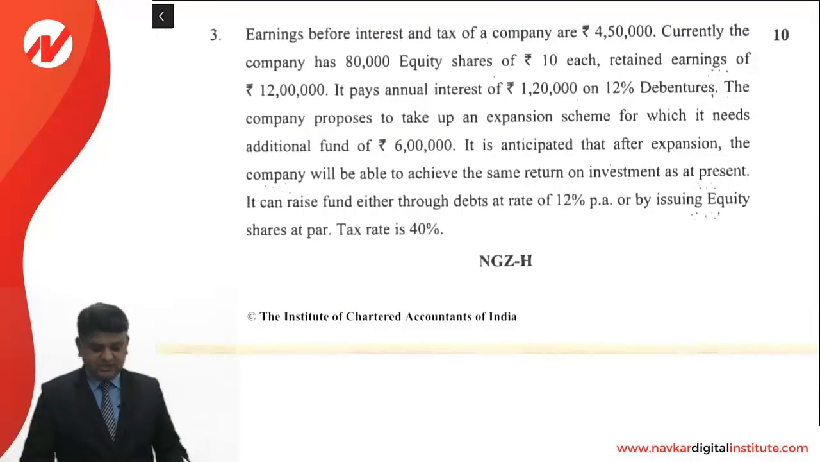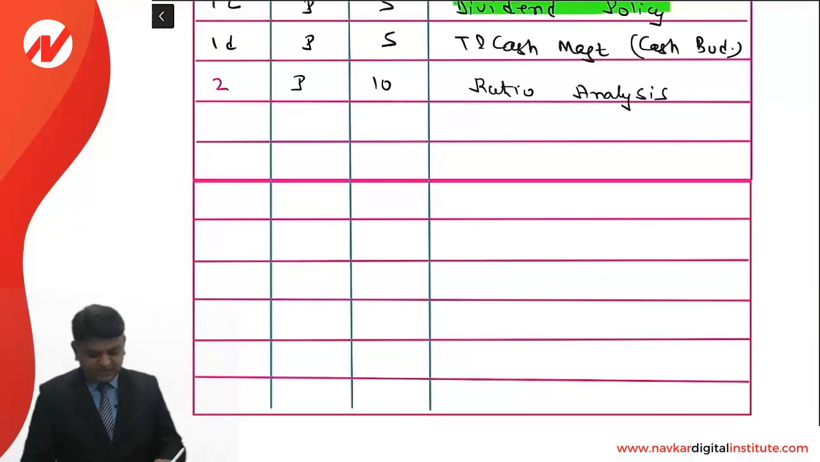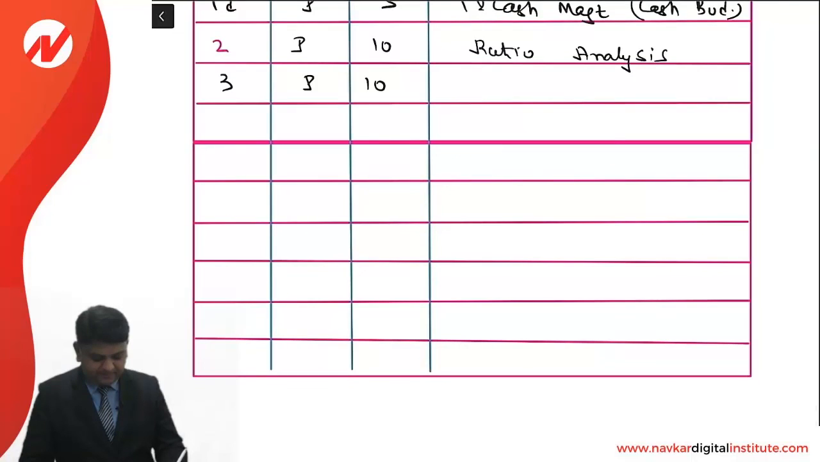Question number 3 is from the chapter of capital structure theory. Similar questions have been provided by the institute in the module. So I would say that it was quite a simple question according to me. Capital structure theories.